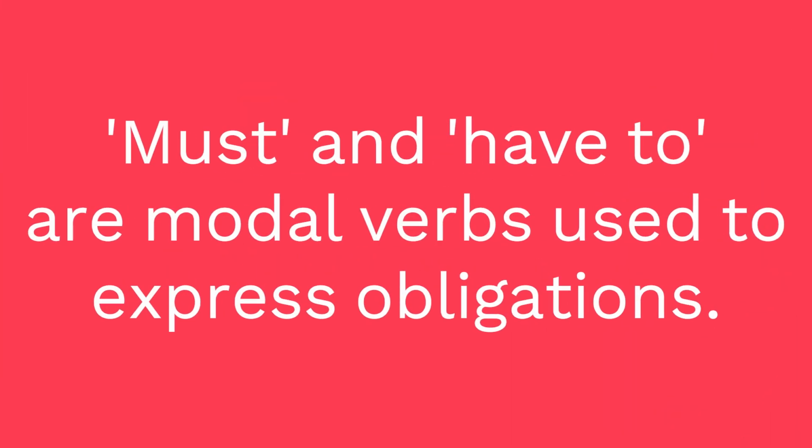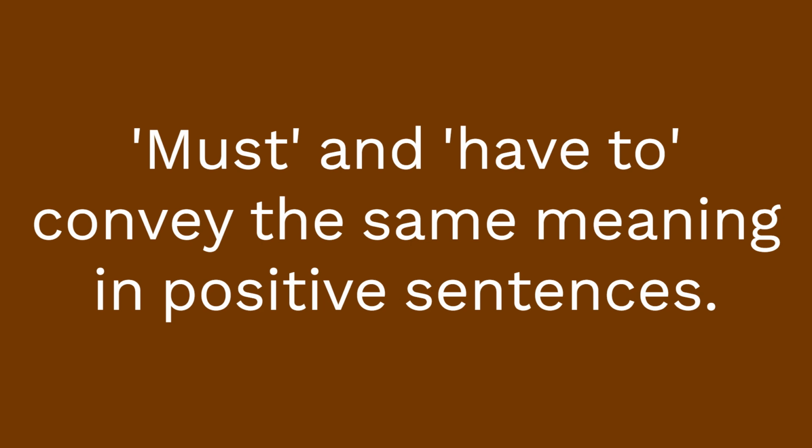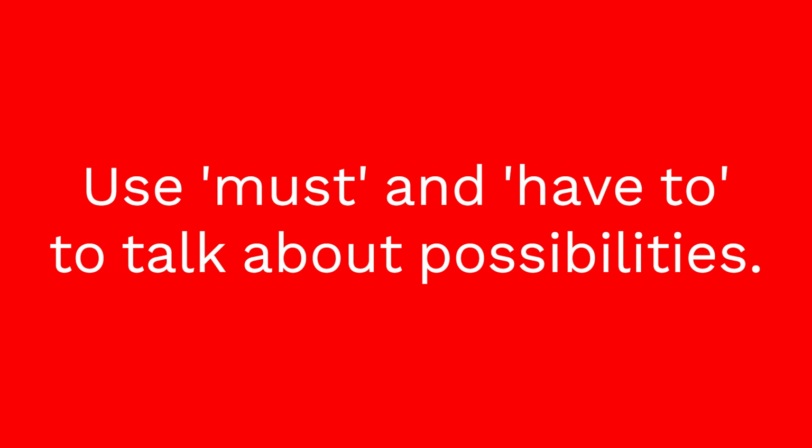Fantastic job! You've just completed an important lesson on the use of must and have to in English. In this lesson, we learned that must and have to are modal verbs used to express obligations. Must is used in formal written language. Must and have to convey the same meaning in positive sentences. However, they are totally different in negative sentences. We can use must and have to talk about possibilities.